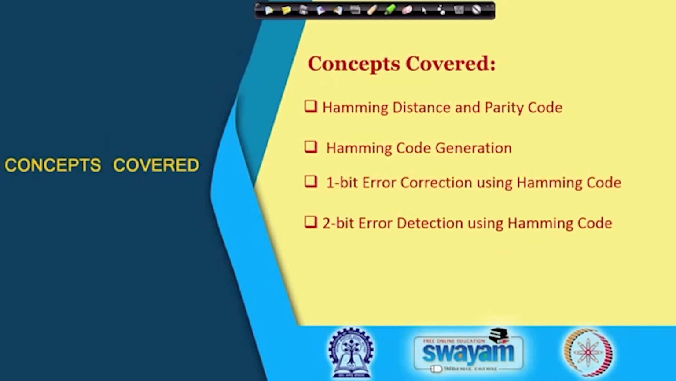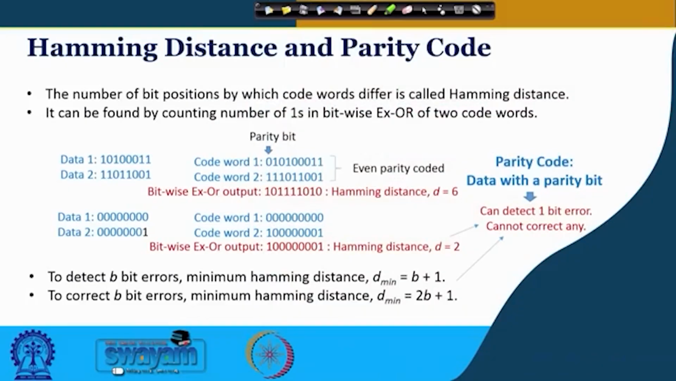So, we shall discuss Hamming distance, and while discussing it we also shall include discussion on parity code that we have seen before, even parity and odd parity, and then we shall look at a specific code called Hamming code, its generation and how it is used for 1-bit error correction and 2-bit error detection. So, first we look at what is Hamming distance.